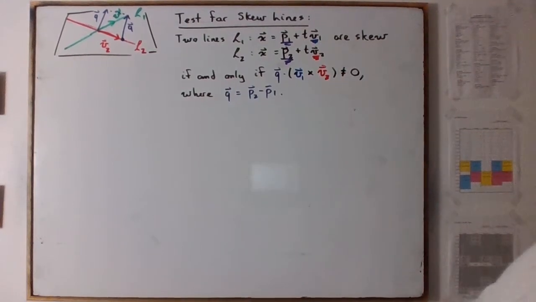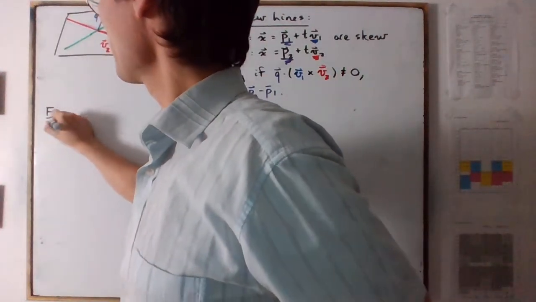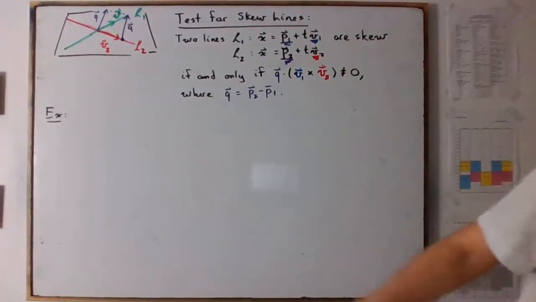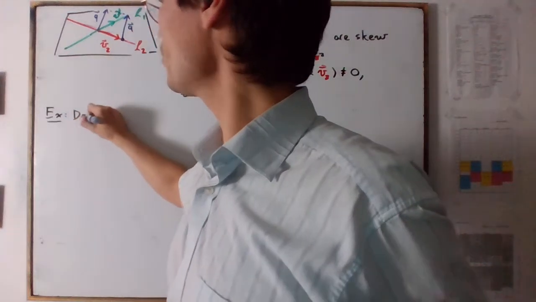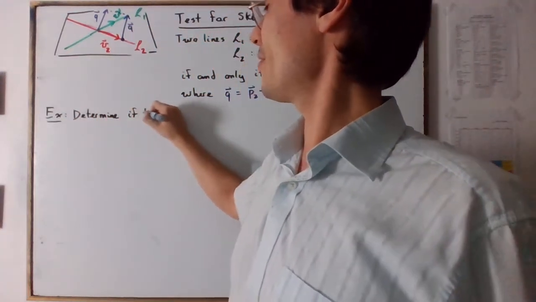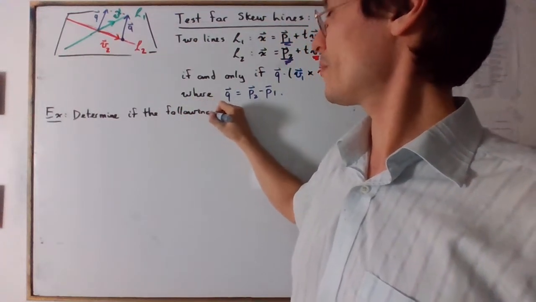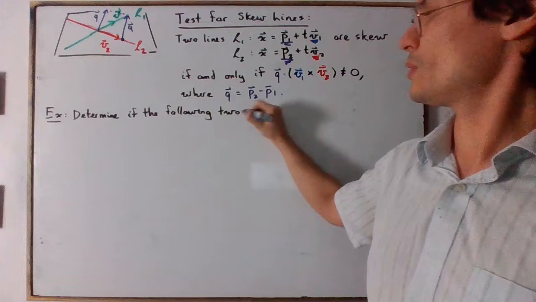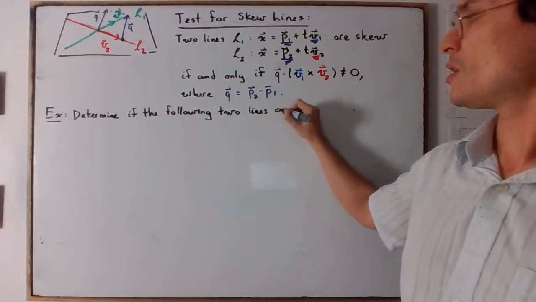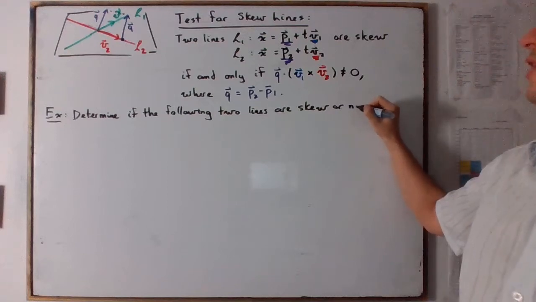So there we go. Example. Determine if the following two lines are skew or not. Okay, so these two lines are given.